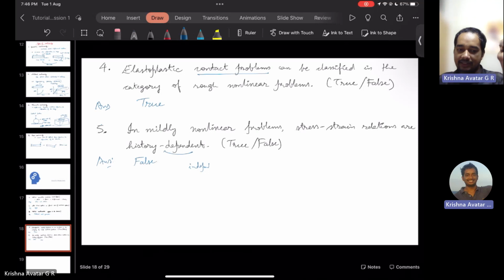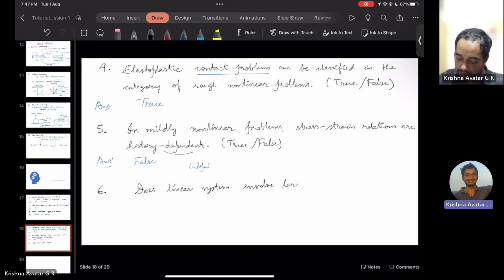Okay, and let's have a sixth question. Does a linear system involve large computational cost?